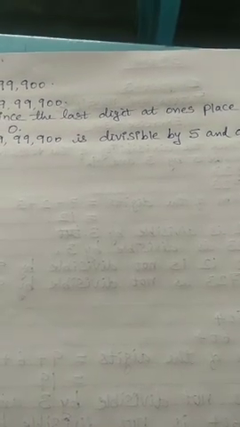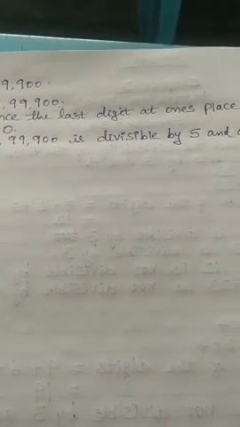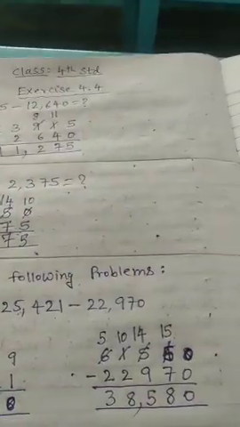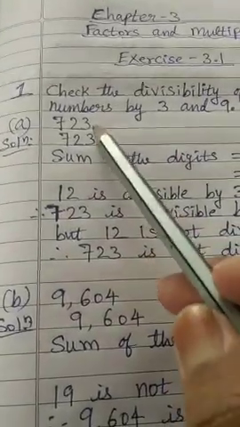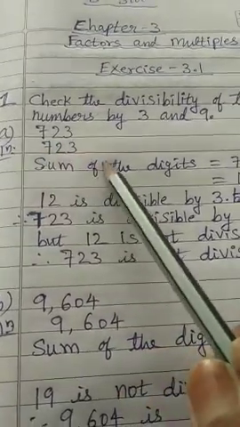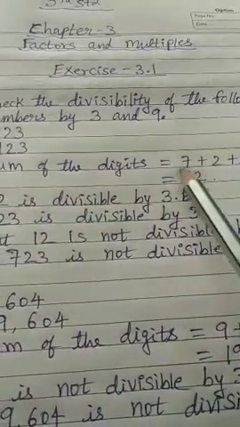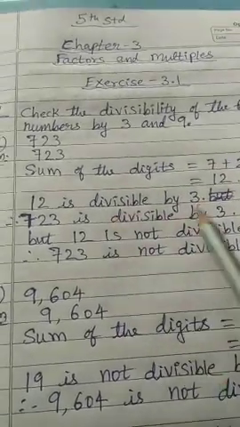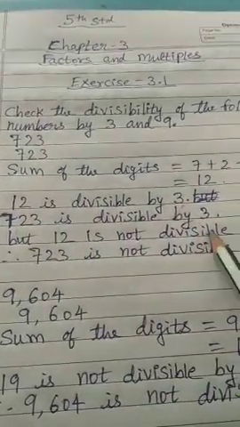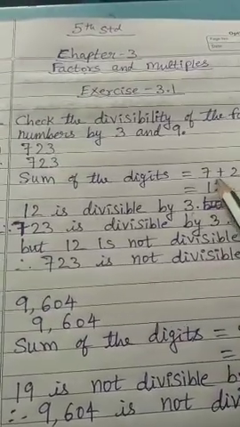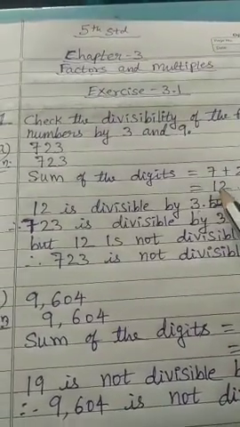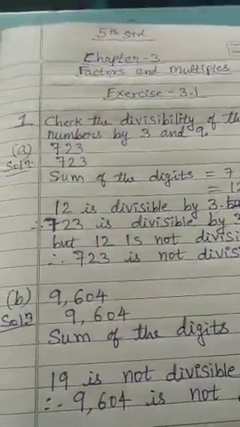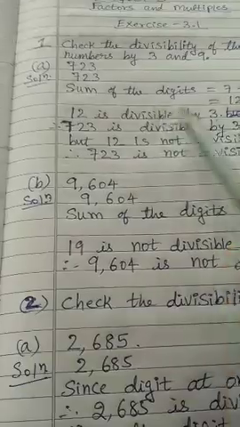So today we have done 3, 9, 5 and 10. You must remember the rule. For 3 and 9, what is the rule? The sum of the digits, after adding, what you get must be divisible by 3. Then the given number is divisible by 3. And if the sum is divisible by 9, then only the given number is divisible by 9. So 3 and 9 are easy.